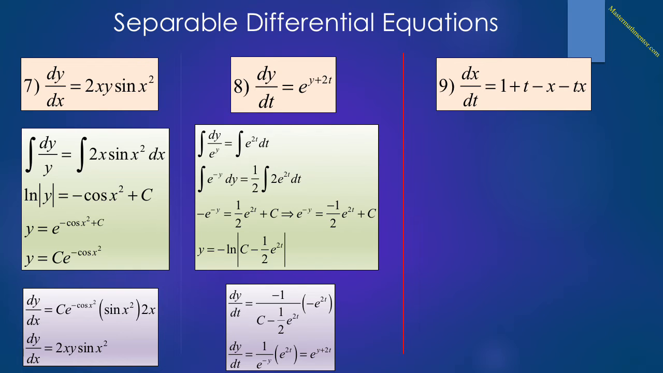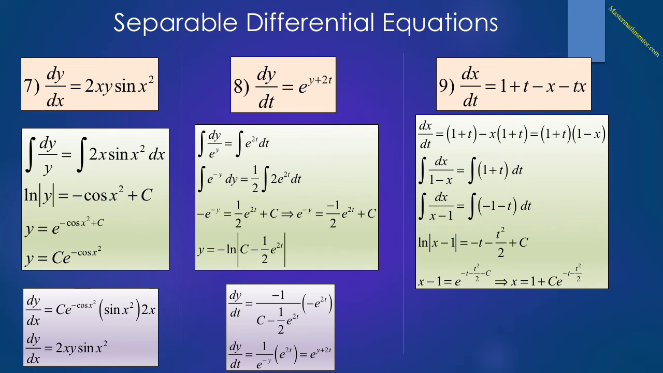We get dy/dt is equal to negative 1 over c minus 1/2 e to the 2t times the derivative of that expression, which is negative e to the 2t. The negatives cancel, and realize that c minus 1/2 e to the 2t is simply e to the negative y. And therefore, when we get rid of the e to the negative y and bring it upstairs, we can write it as dy/dt is equal to e to the y plus 2t.